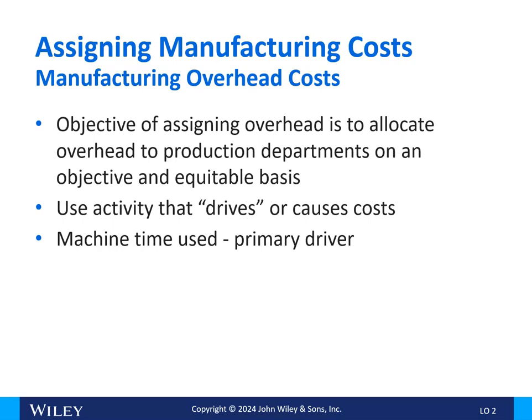Machine time used is a primary driver. So if you remember in the job cost system we talked about in Chapter 2, we used labor cost or labor hours because that was a good driver. In a process cost system, machine time is a good example of one that is used primarily. But again, depending on the process and the company, that can be different as long as it's consistent within that company or within that process, and it allocates costs in a systematic way and it's equitable.